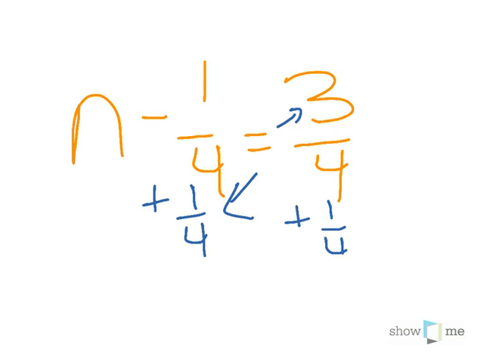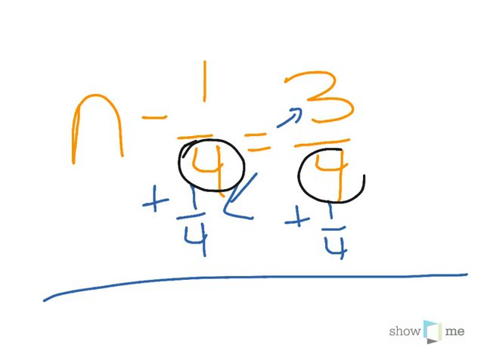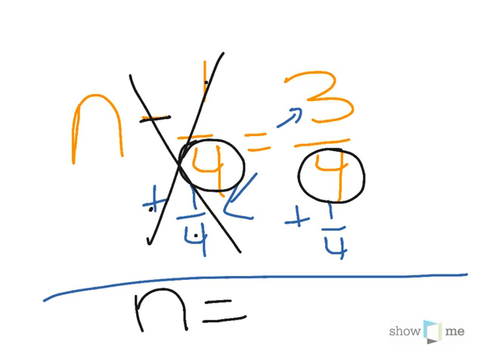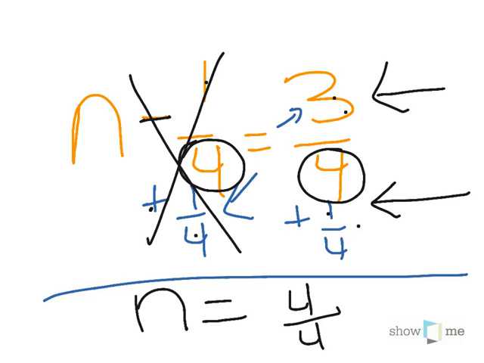Also, remember, when we're dealing with fractions, adding and subtracting fractions, they must have the same denominator. These, luckily, they do. So it's pretty easy. Negative 1/4 plus a positive 1/4 cancel each other out, leaving me with just n. 3/4 plus 1/4, remember, we only add the numerators, we do not add the denominators. So 3 plus 1 is 4. The denominator stays the same, which is 4. N equals 4/4, or 1.